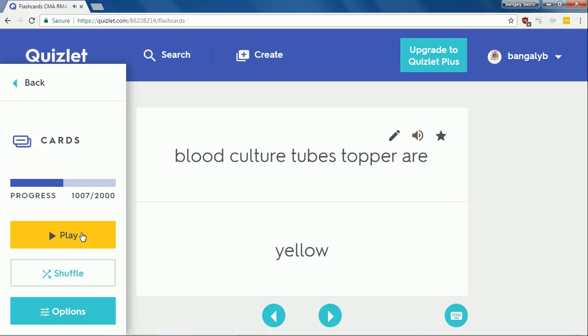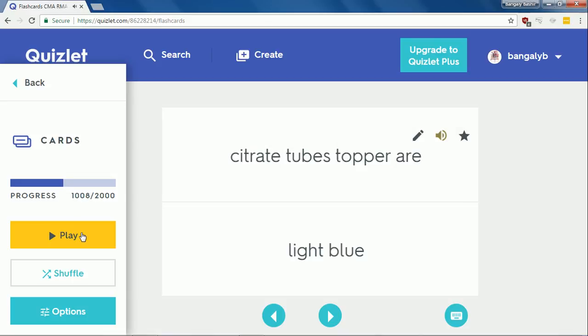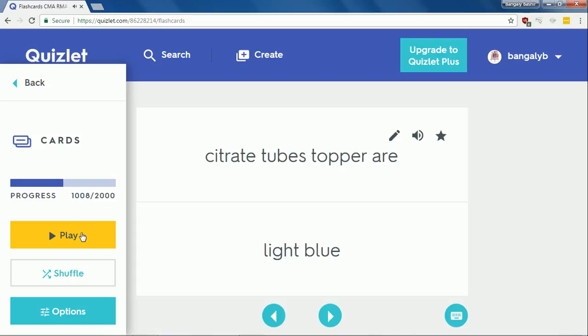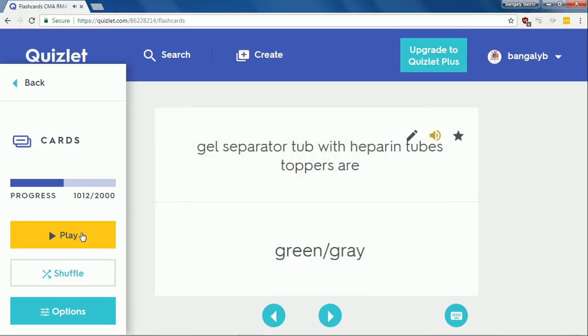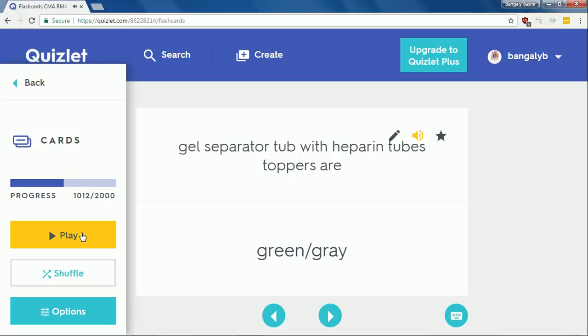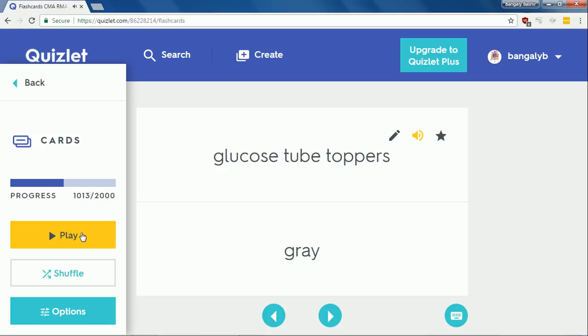Blood culture tube toppers are yellow. Citrate tube toppers are light blue. Non-additive tubes are red. Heparin tube toppers are green. Hematology tube toppers are lavender. Gel separator tubes with heparin toppers are green-gray. Glucose tube toppers are gray. Invert tube eight to ten times.